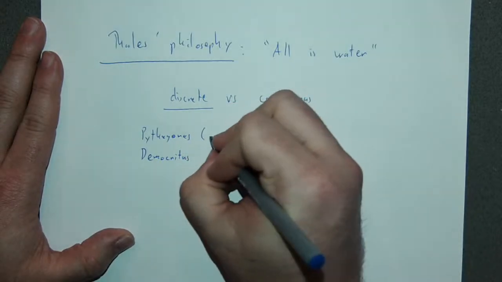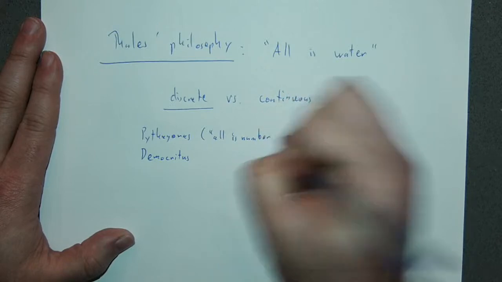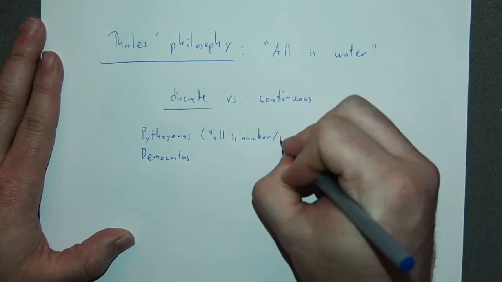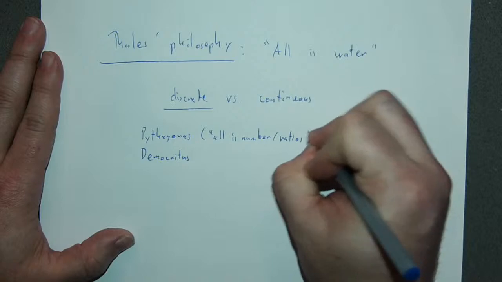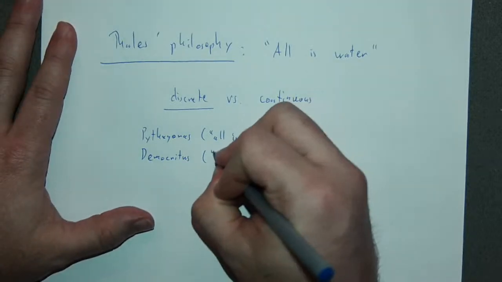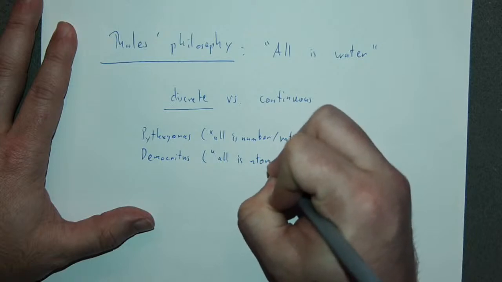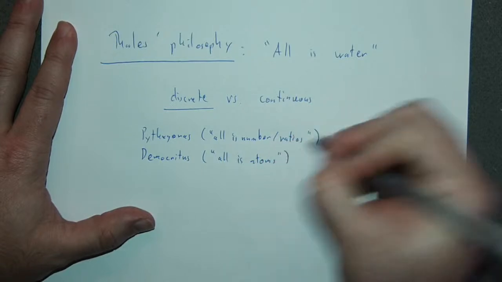All right, so Pythagoras, all is number. And really what was meant by that was ratios of numbers. So everything could be built out of these ratios of whole numbers. Democritus is all is atoms. Right.